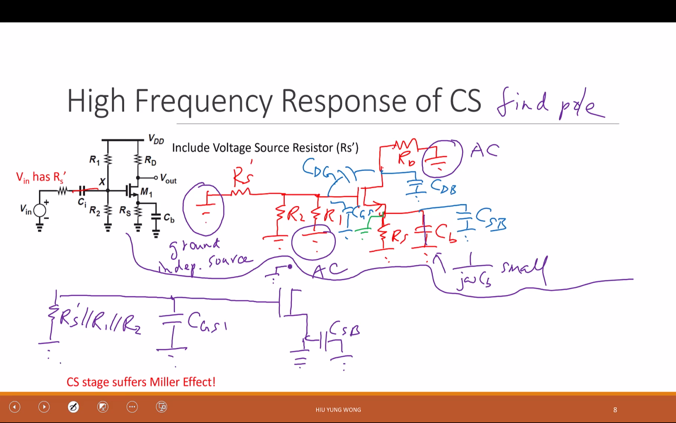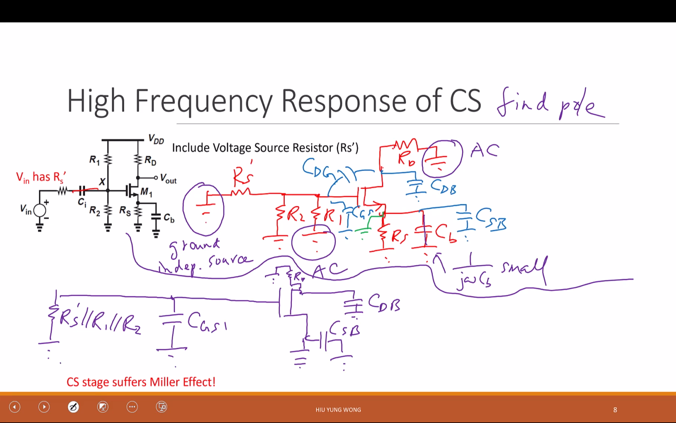So I'm going to put RD here. RD. And then this part, I have CDB. Okay. Do you agree with what I'm drawing here? You're missing a CGD. Very good. He said, I still miss the CGD, right? But what do we want to do?